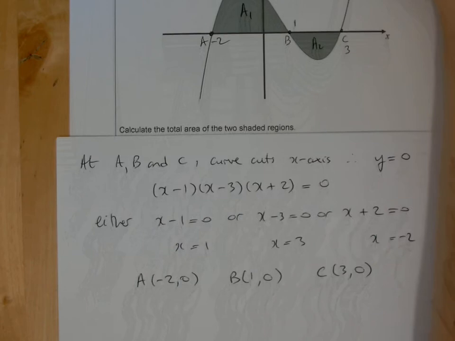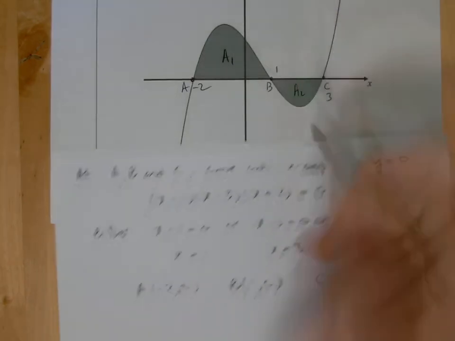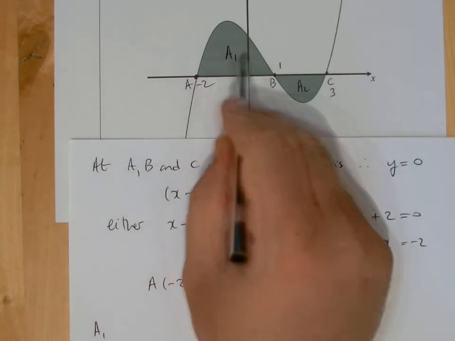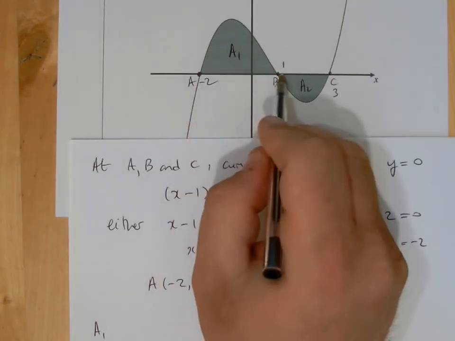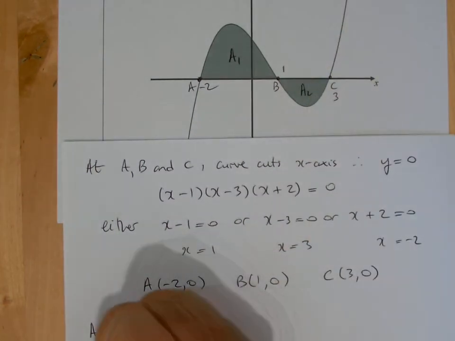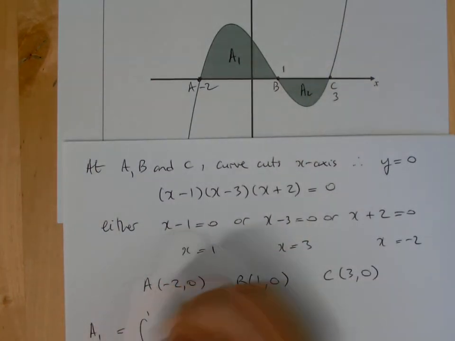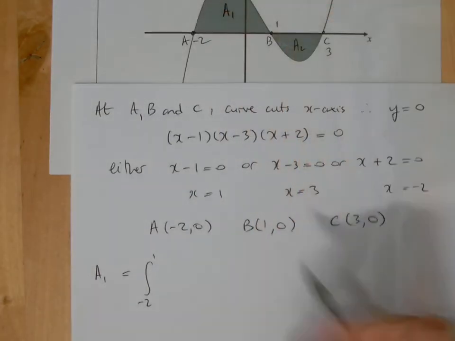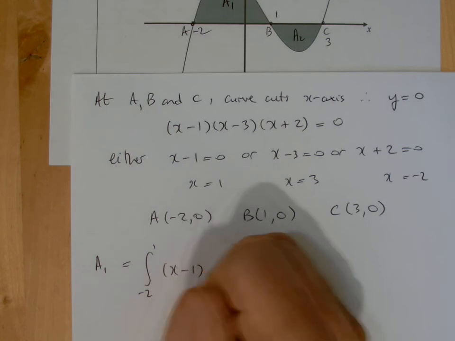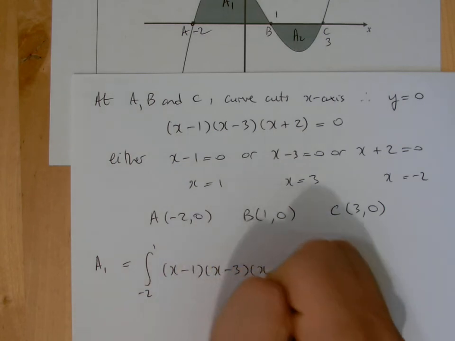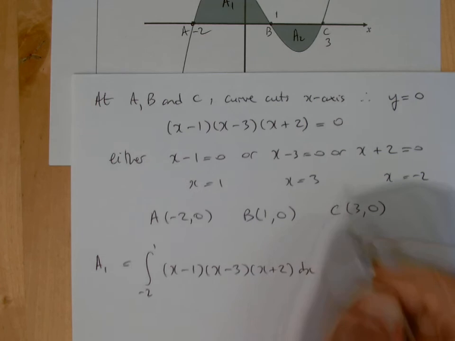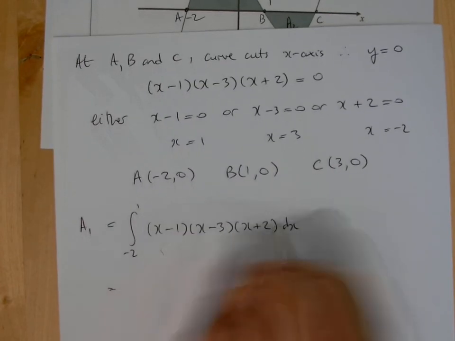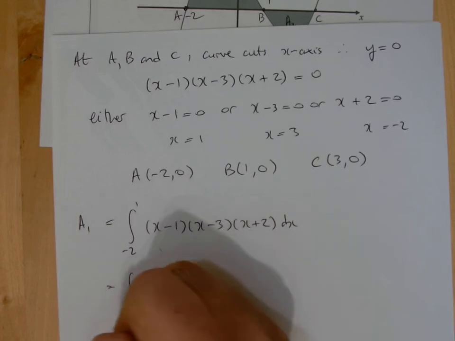So we need now to integrate and work out the area. Let's work out A1 first, and that will be the area under the curve between minus 2 and 1, from A to B, of this here. So the integral of (x minus 1)(x minus 3)(x plus 2) dx. Of course, as I discussed earlier, in order to integrate this, we're going to have to expand these brackets. So there's a little bit of work here.